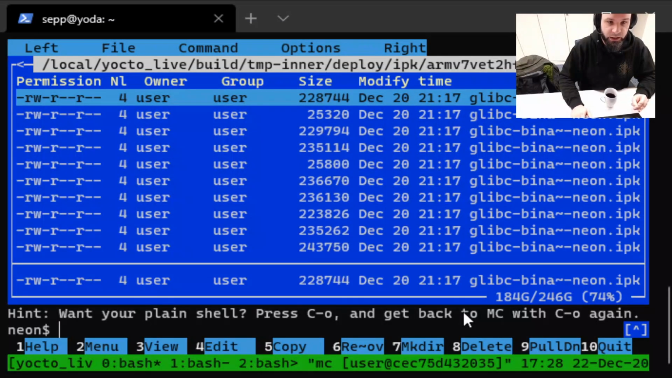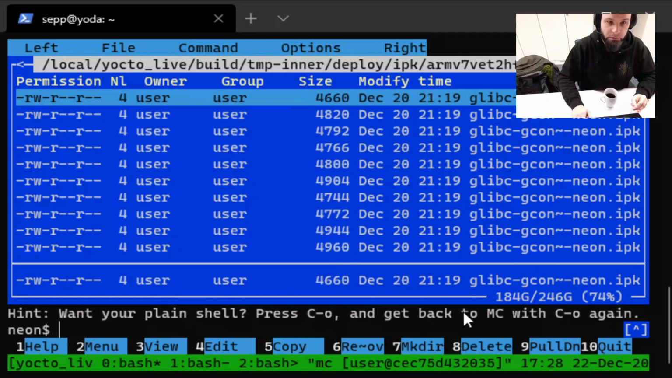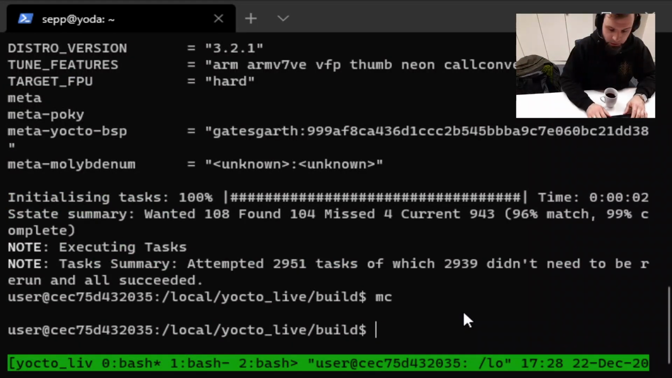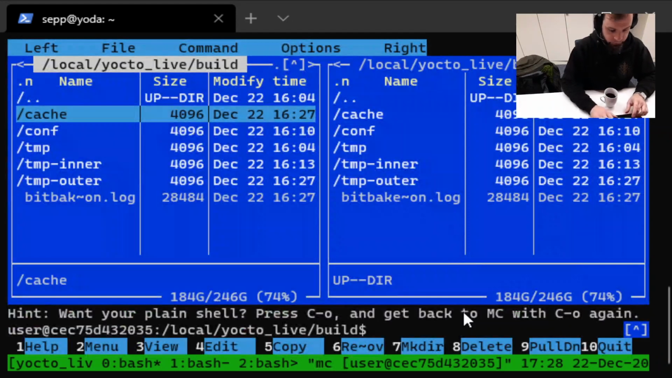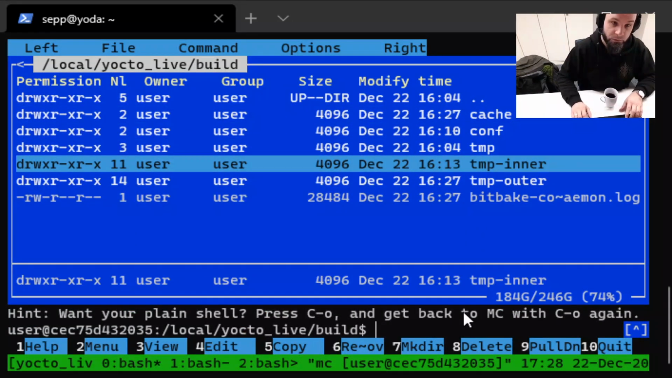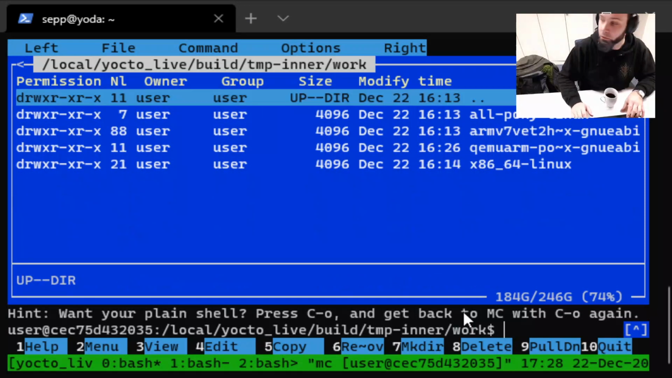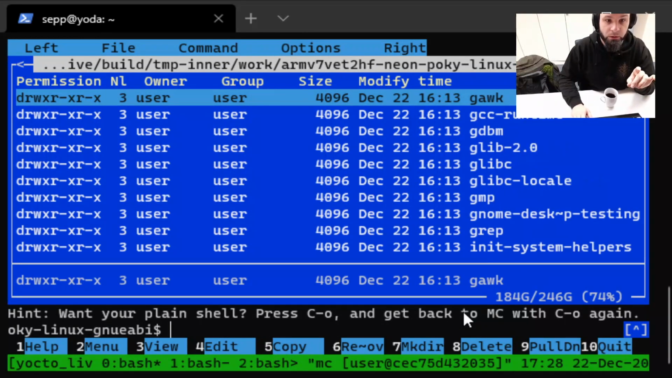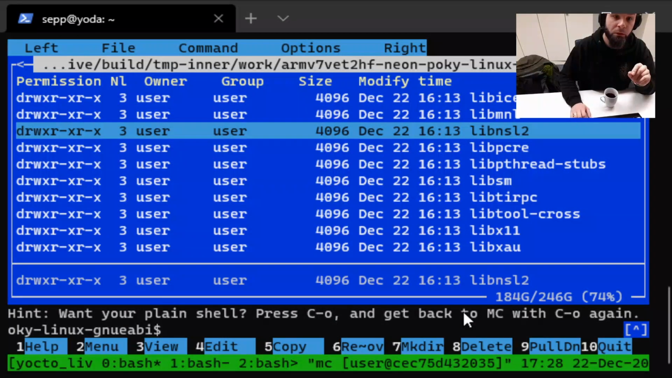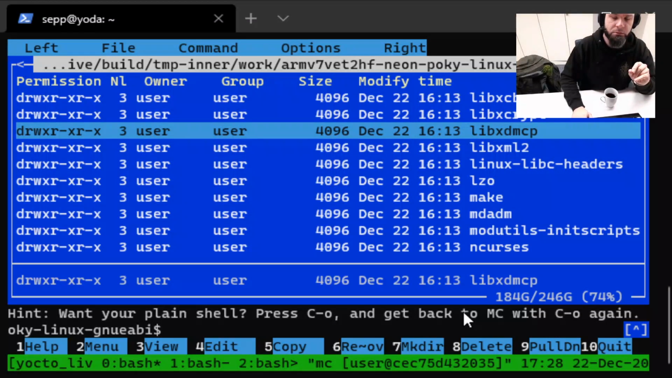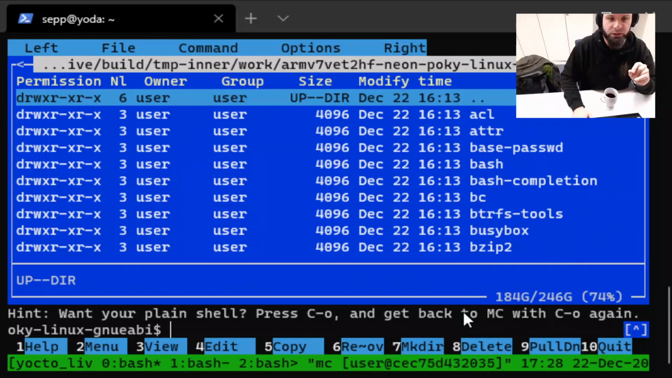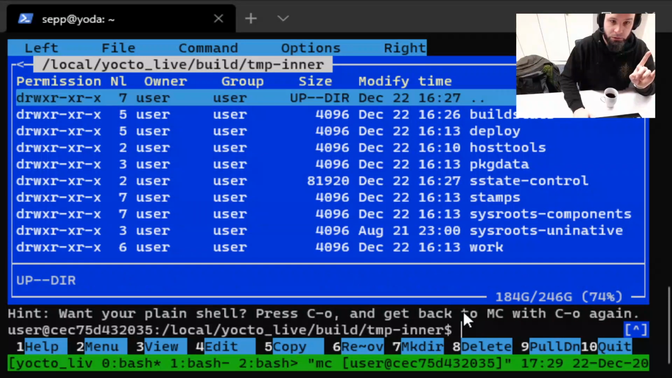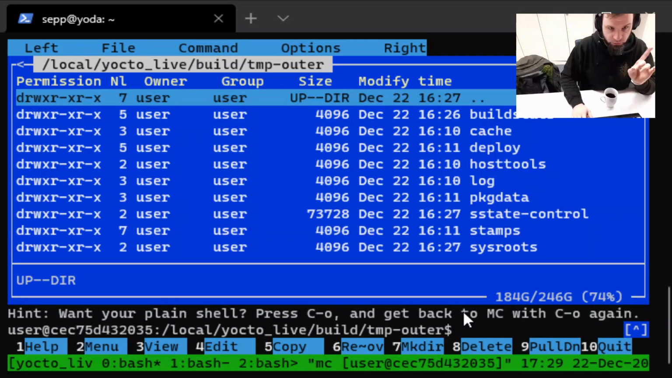Okay, that was a bad idea. Nope. Let's not do that. Temp inner, work, armv whatever something. No, that doesn't make sense. We need to look at molybdenum outer. Temp outer is where we are building.